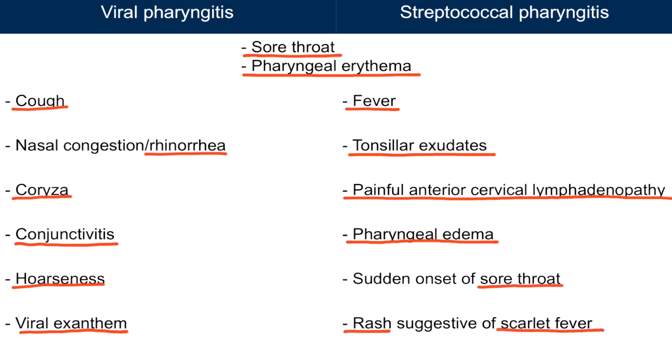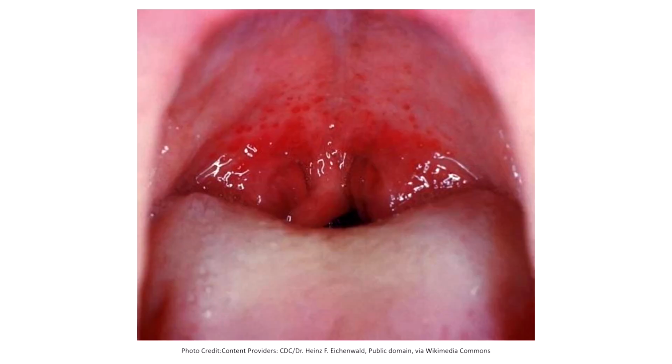As a side note, scarlet fever is a potential complication of streptococcal pharyngitis that can lead to a characteristic sandpaper-like rash, which we'll examine in greater detail later in this presentation. Once again, it's important to point out that there is a significant overlap between the symptoms of viral pharyngitis and streptococcal pharyngitis. Here's an image depicting a typical look of pharyngitis.